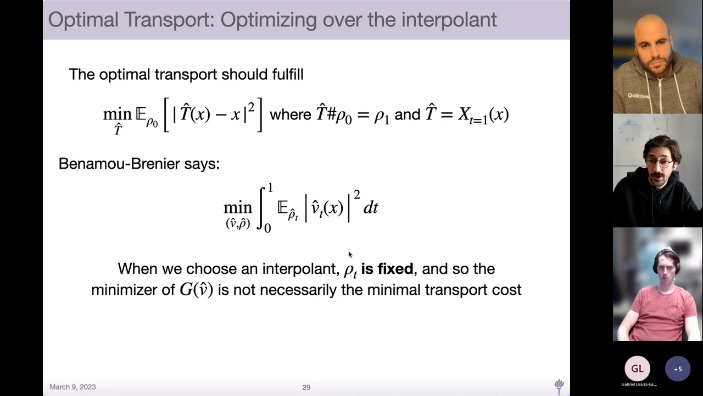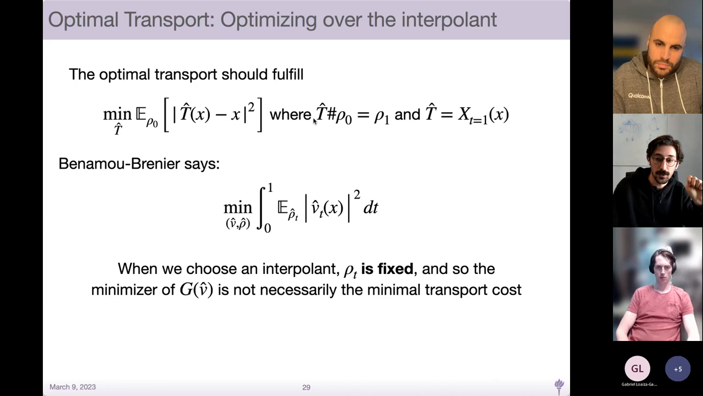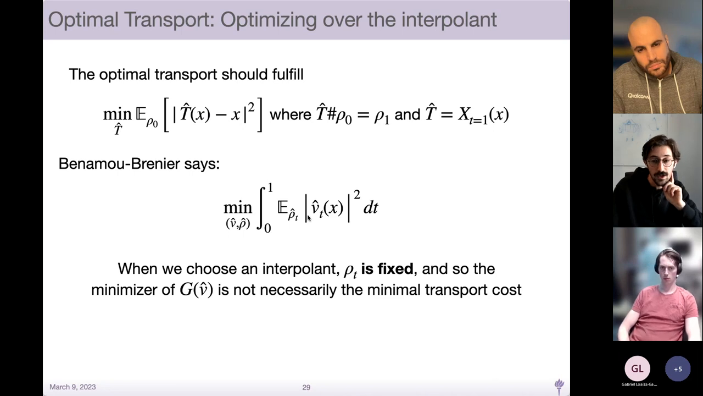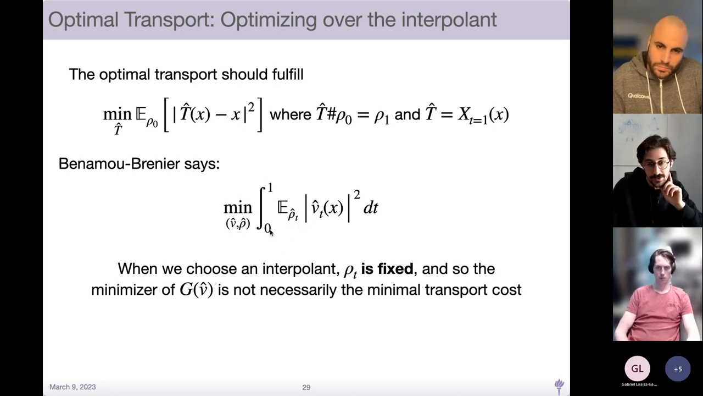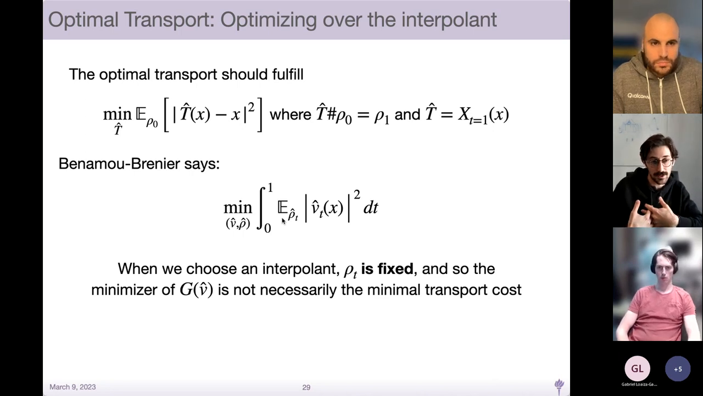And a priori, we're not fulfilling optimal transport, okay? Because optimal transport should state that I need to minimize over all transports the following squared quantity, such that my transport t hat actually pushes me between the two densities. But what this is saying is that for us, it's not sufficient just to minimize over v hat. We also have to have this quantity minimized over rho t star, the interpolant density, which for us is endowed by our choice of interpolant.